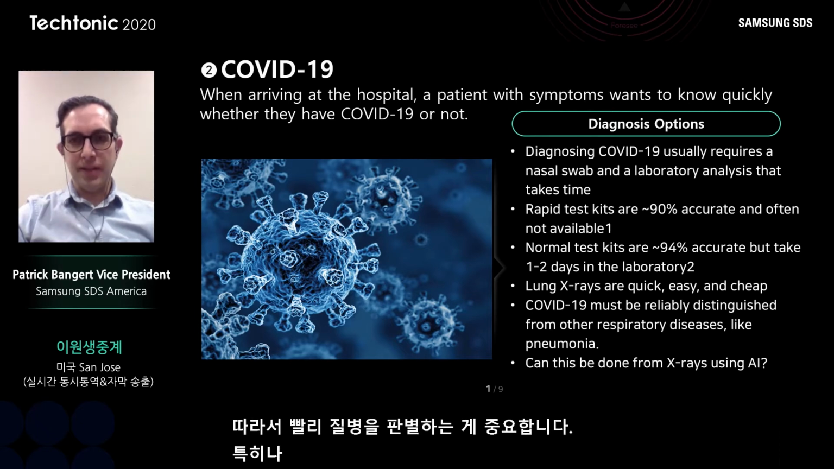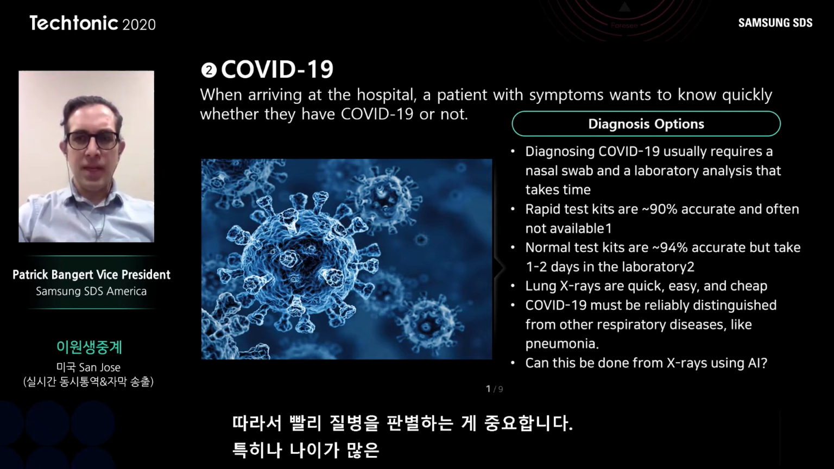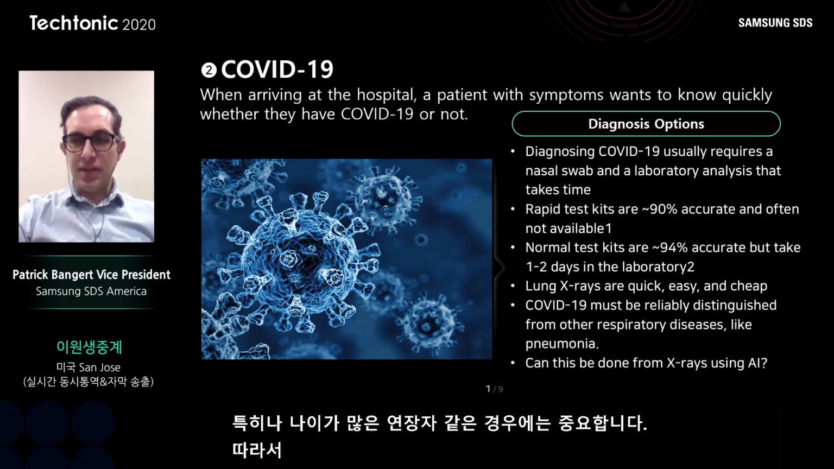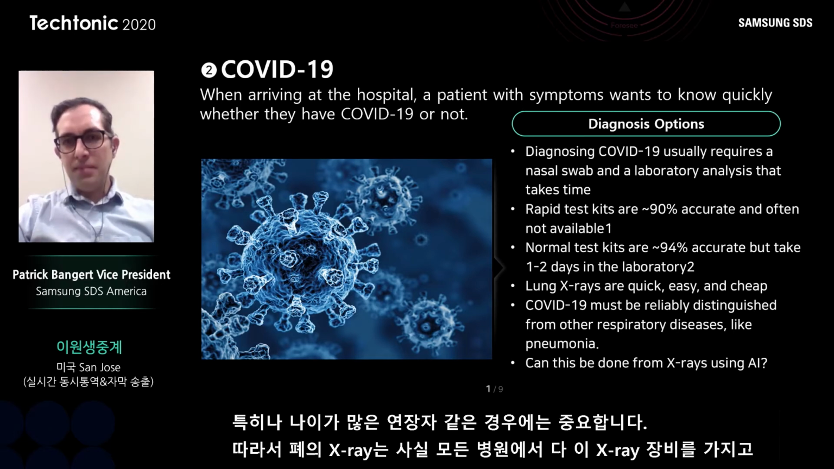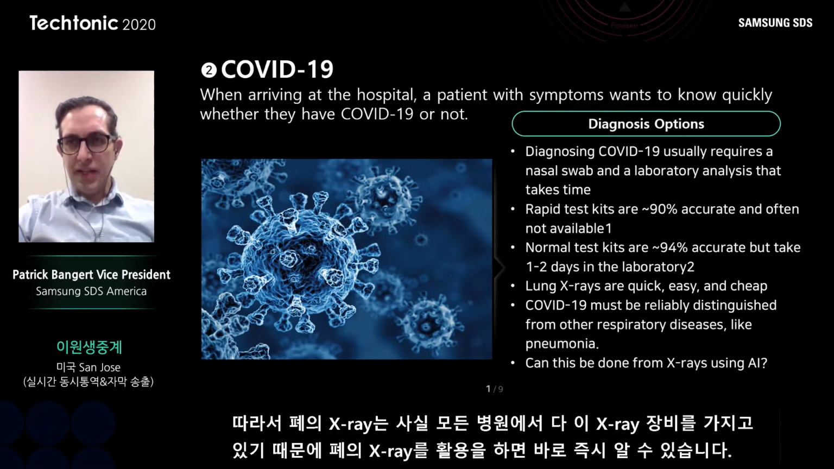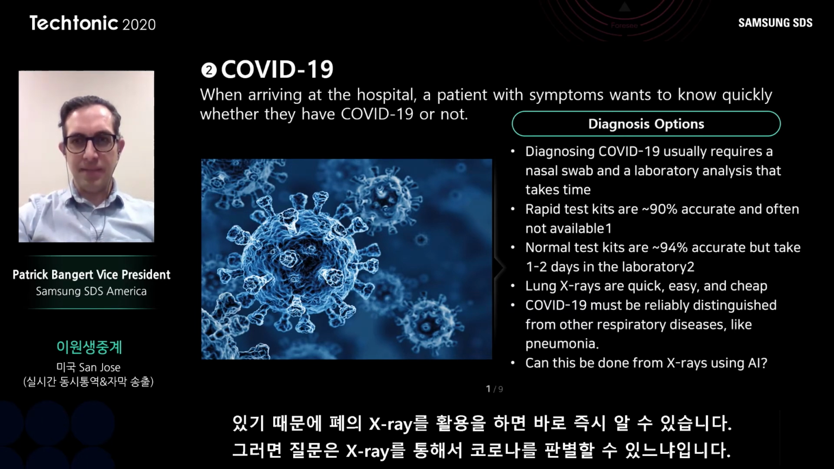So a lung X-ray is something that is very easy to do. Virtually every hospital and many doctors' offices have an X-ray machine. Taking a lung X-ray is something that can be done virtually instantaneously. And based on that image, the question is, can we detect COVID? Now, since I'm talking to you today at the Techtonic conference, of course, the answer to that is yes, we can, in fact, detect it.